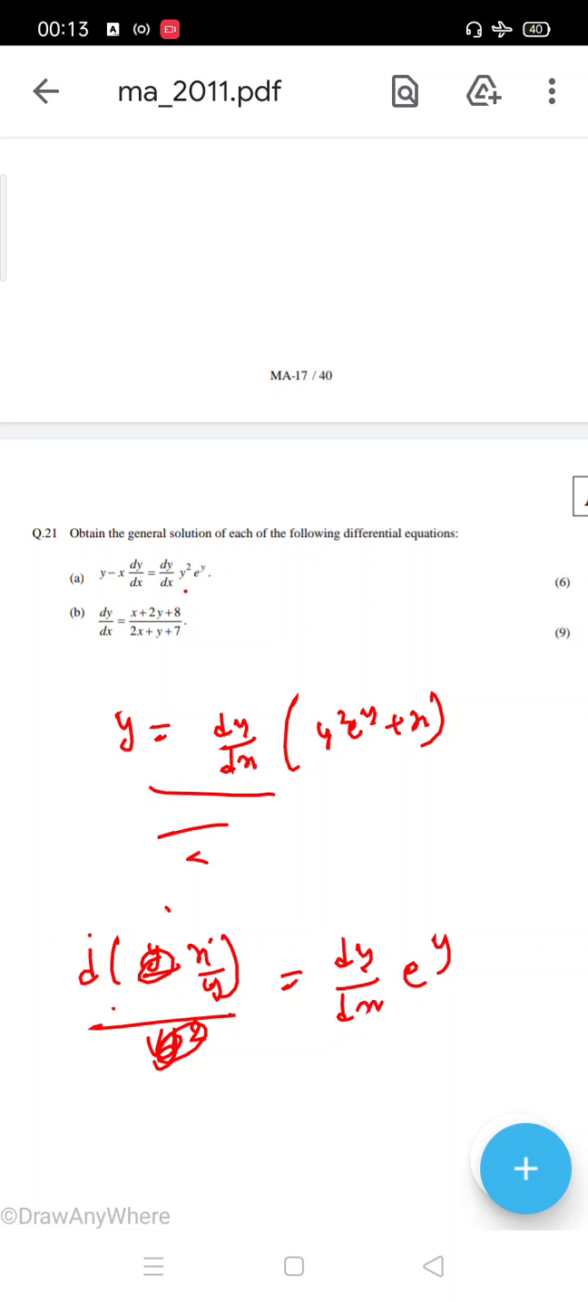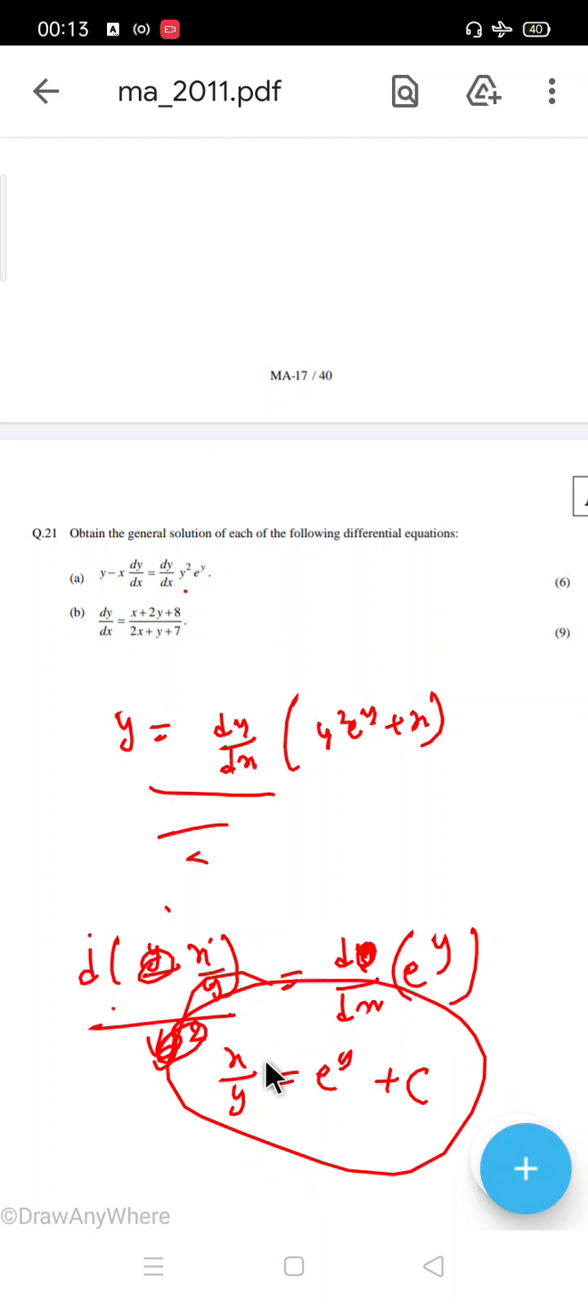Now what do I do? The e raised to y is a problem for me. Otherwise everything else is fine. Can I write this as something e raised to? Yes, I can write this as the derivative of e raised to y. So integrating, it will just give x upon y equal to e raised to y plus c. Wow, that is so nice, man. I'm so happy that I did this question.